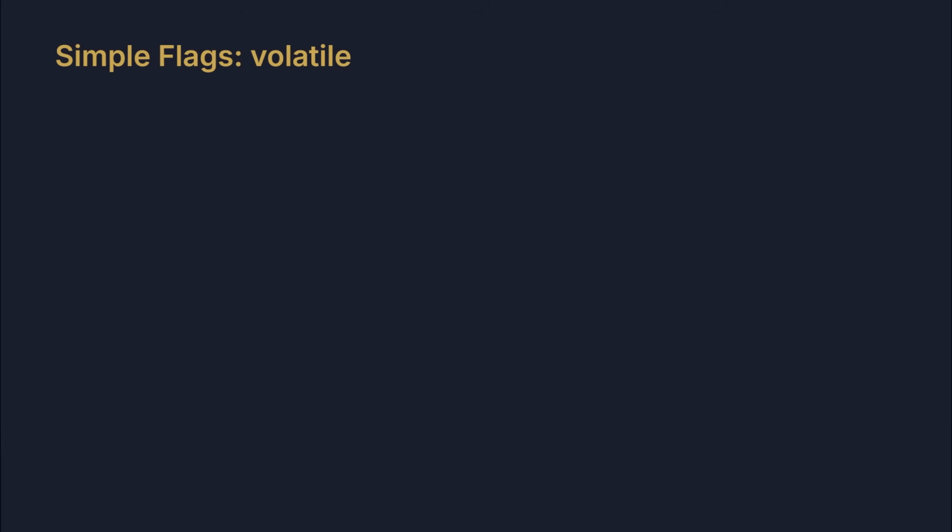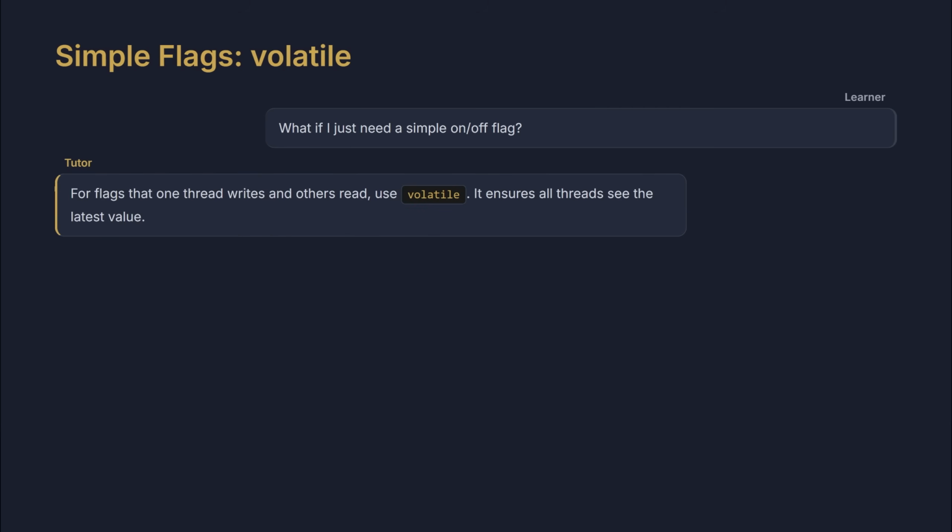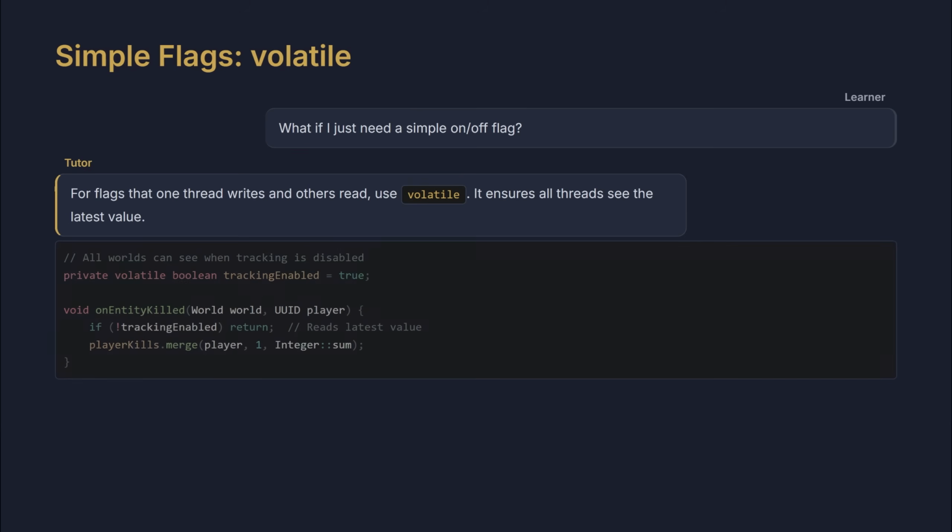Another great feature is the keyword volatile. So what if I just need a simple on-off flag, for example? For flags that one thread writes and others read, use volatile. It ensures all threads see the latest value.